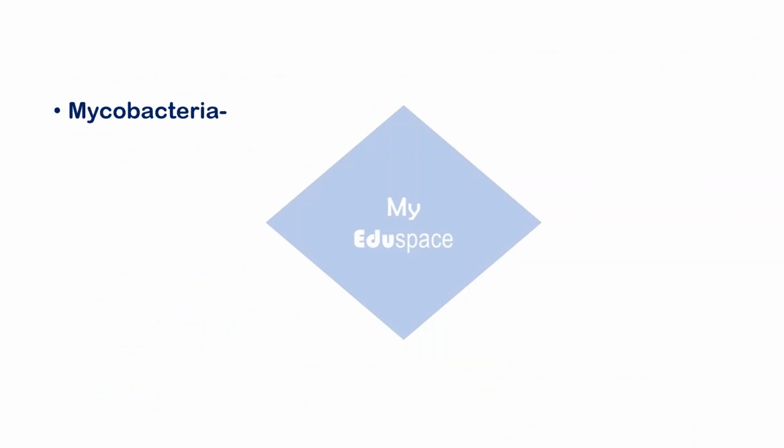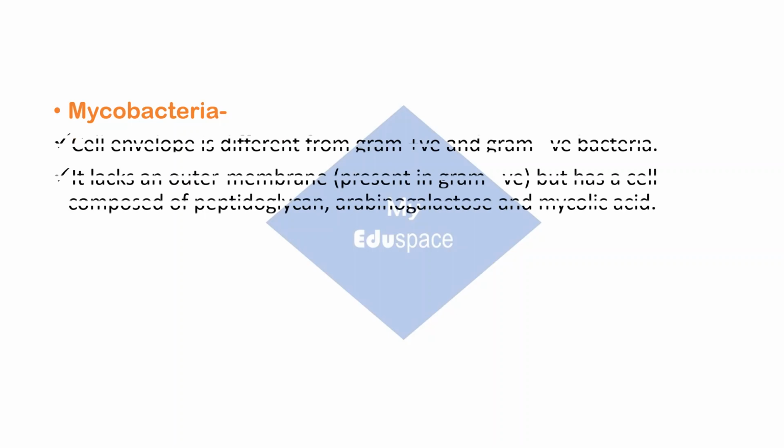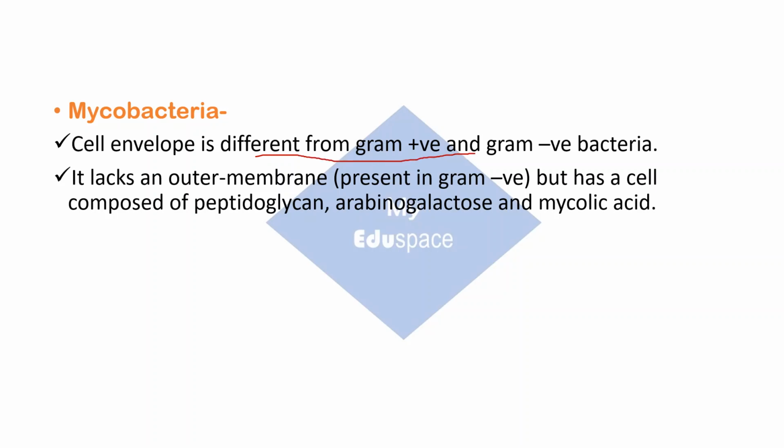So let me tell you one more category of bacteria. These are Mycobacteria. Here the cell envelope is different from gram-negative and gram-positive bacteria. It lacks an outer membrane, hence there is no outer membrane present in Mycobacteria, which is present in gram-negative, but has a cell wall composed of peptidoglycan, arabinogalactose and mycolic acid.